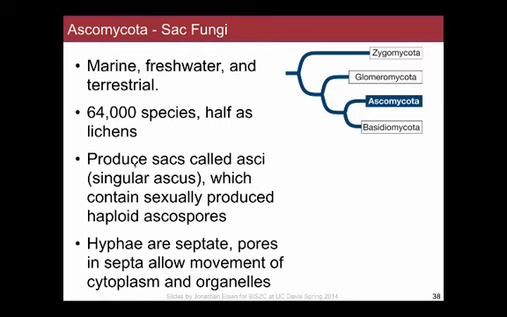And the name comes from these sacs that they produce, which are also called asci, which contain the sexually produced haploid spores. And I'll show you this on the life cycle in a second. And the hyphae in all the dikarya are septate hyphae, as opposed to the hyphae that don't have these divisions in them.